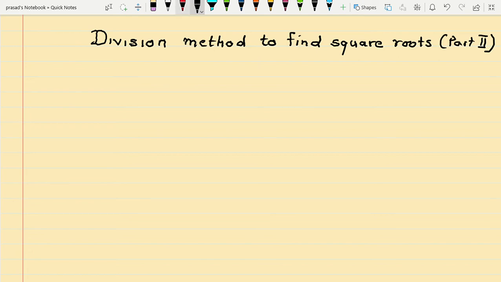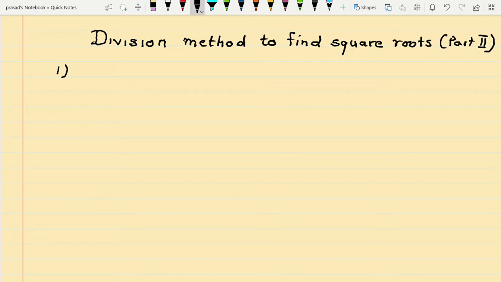Hello students, today we see the second part of the division method to find out the square roots. We'll take some more problems of the perfect square roots and then we'll see some decimal fractions whose square roots are perfect. So let us take some problems here.